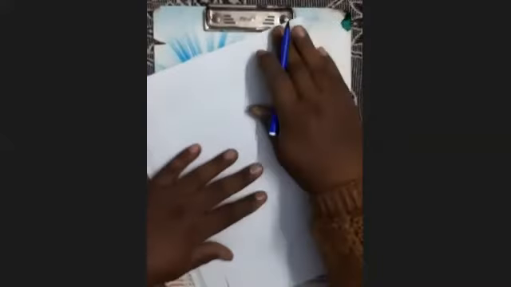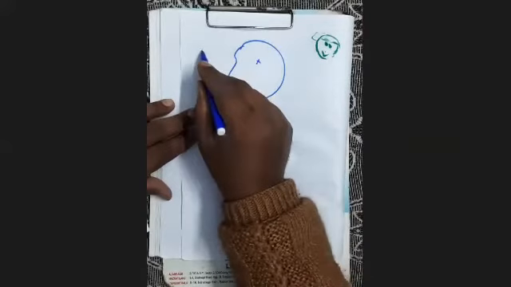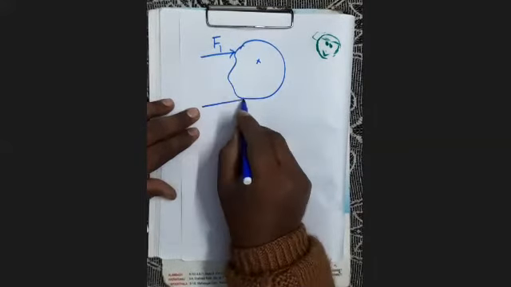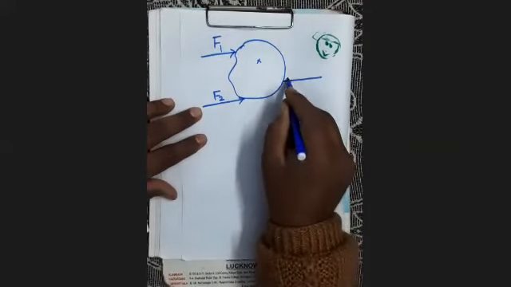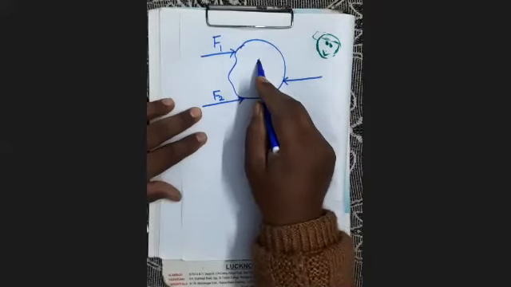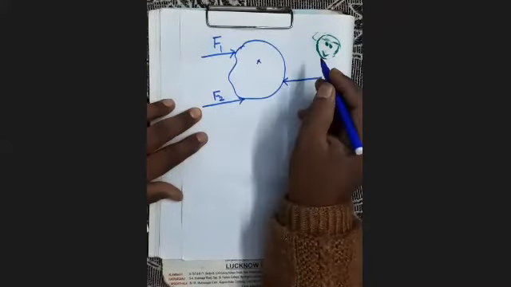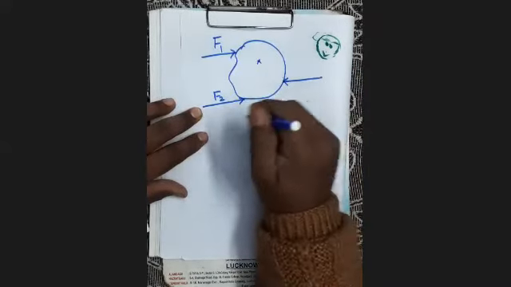Now, similarly, suppose this body is capable of rotating about some point, and some forces are acting in such a way that their line of action does not pass through the point of rotation. Because when the line of action passes through the point of rotation, what will happen? They will not produce any torque, any moment, and when there is no torque, no moment, the body will not rotate.